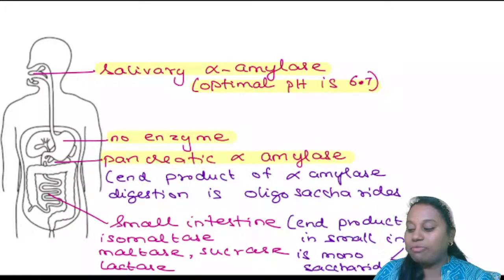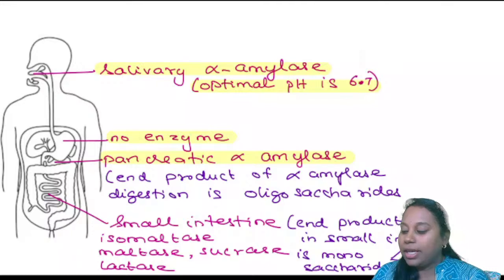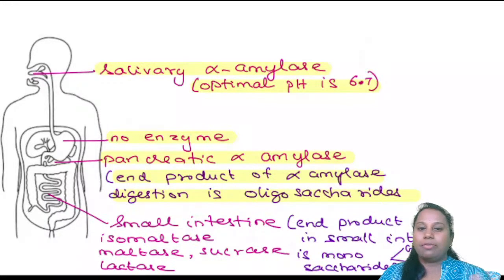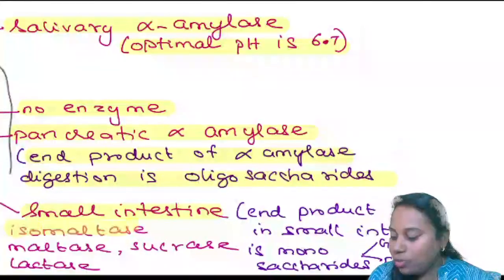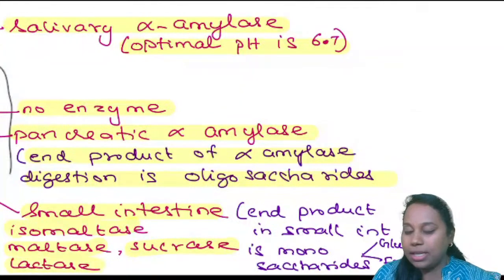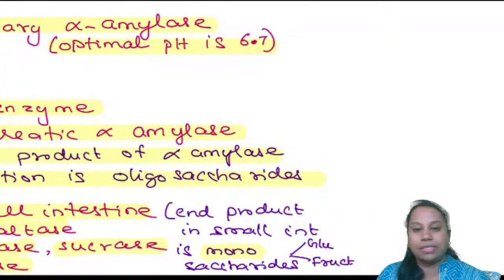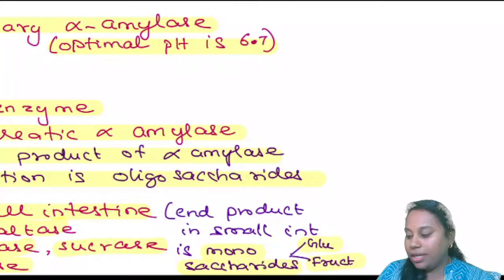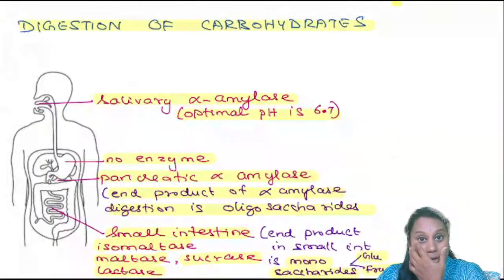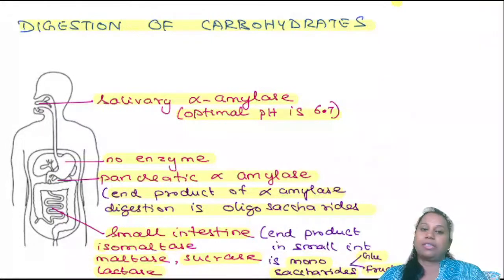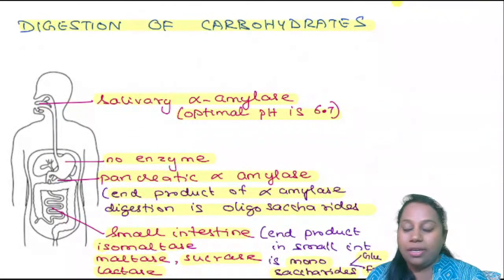In the pancreas, you have pancreatic alpha amylase. The end product of pancreatic alpha amylase digestion is oligosaccharides. When oligosaccharides enter your small intestine, by the action of enzymes in the small intestine, isomaltase, maltase, sucrase and lactase, the end product is monosaccharides. What are the monosaccharides? Glucose and fructose. This is how carbohydrates are digested. So there is alpha amylase in the saliva, which plays an important role in carbohydrate digestion.